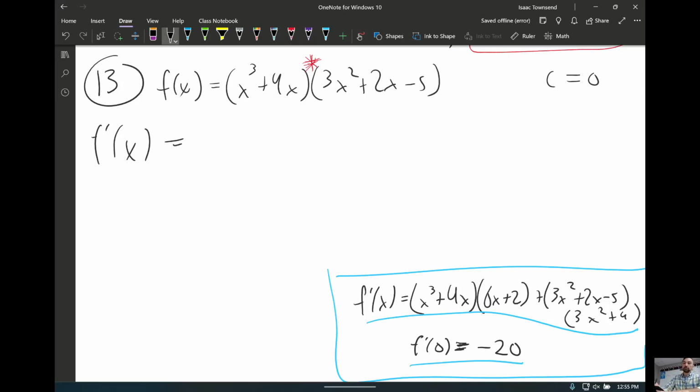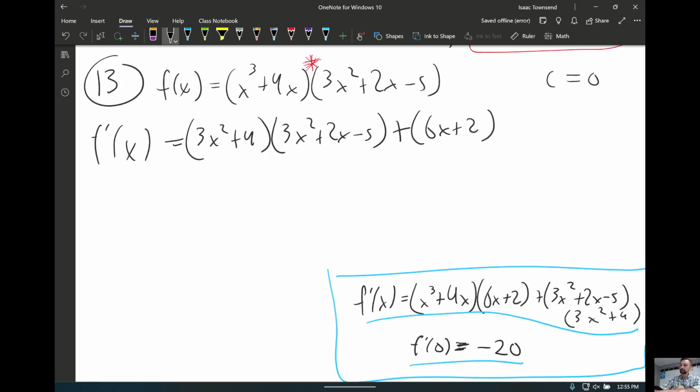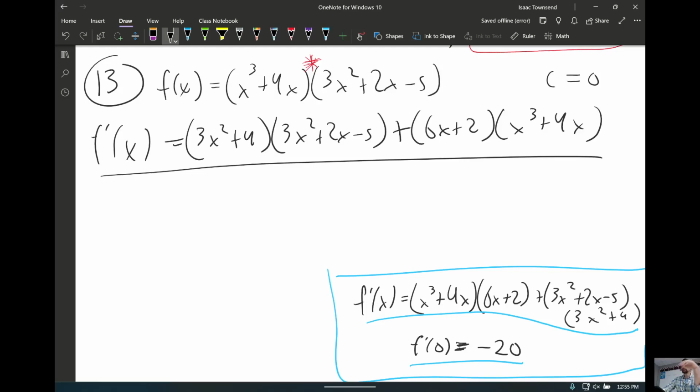So I'm going to take the derivative of the first part, 3x squared plus 4. Just did power rule twice. Times the second part left alone. Plus, and then do it in the other order. Now I'm going to take the derivative of the second part, which would be 6x plus 2, times the first part left alone. And then there's the derivative.